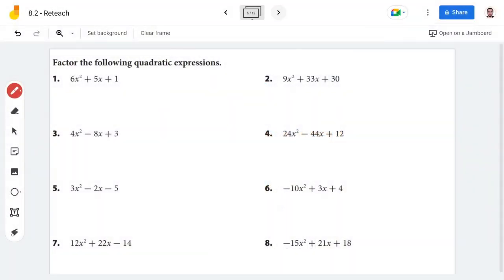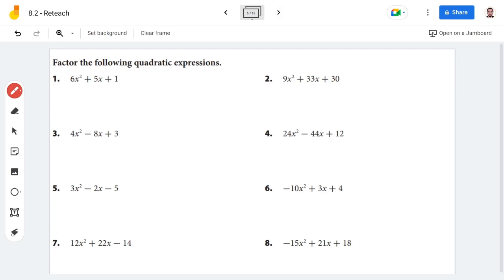Here we have several questions. You can start doing them and solve them. But now let me show you the second way. How can I factor this one? With a different way.